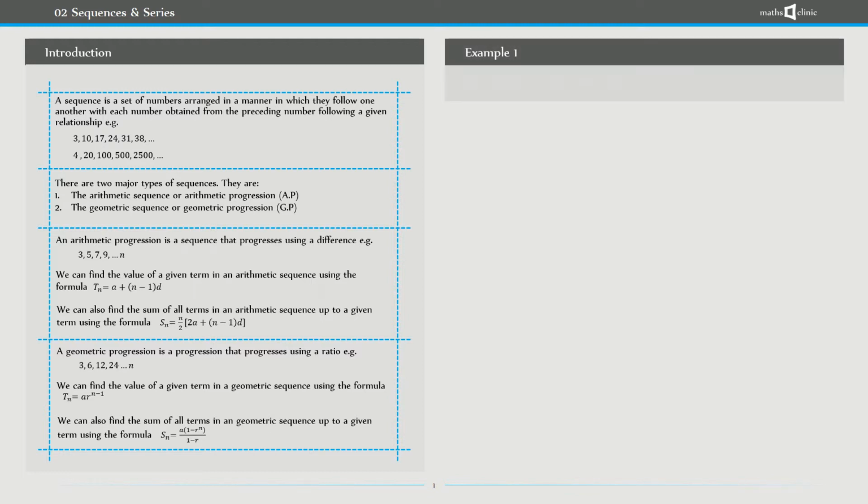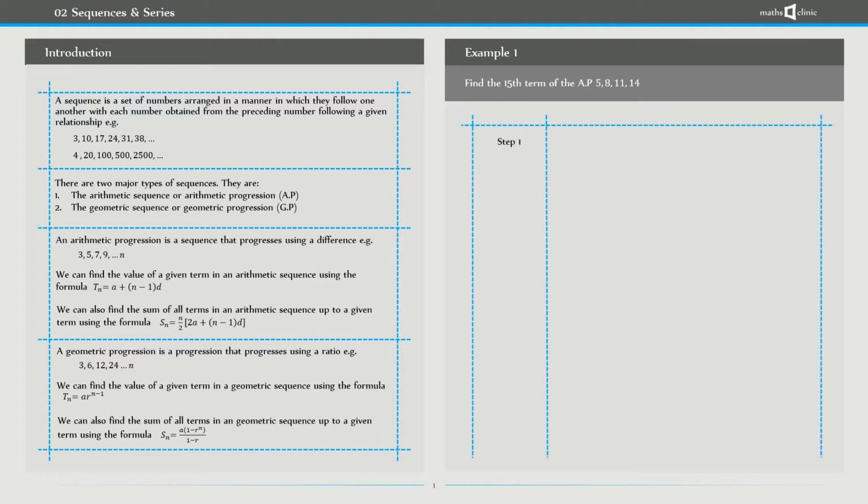Okay, so example 1. Example 1 says find the 15th term of the arithmetic progression 5, 8, 11, and 14. Okay, and to do this, the first thing we need to do is identify the relevant formula. Okay, so we've been asked to find a term of an arithmetic progression, and the formula we need to use here is Tn equals a plus (n minus 1)d. Okay, so we have Tn equals a plus (n minus 1)d.